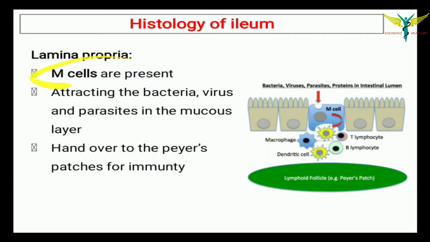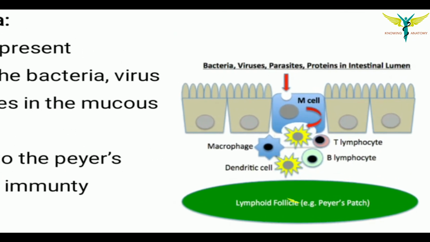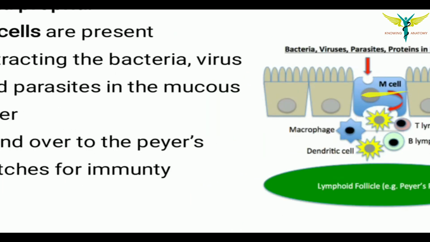This is the important point in the ileum. The lamina propria of the ileum consists of M cells. These are helpful for attracting the bacteria, viruses and the parasites into the mucous layer. These M cells hand over the bacteria and the viruses to the Peyer's patches for the further process of immunity. You can note this in the diagram. These are the M cells.